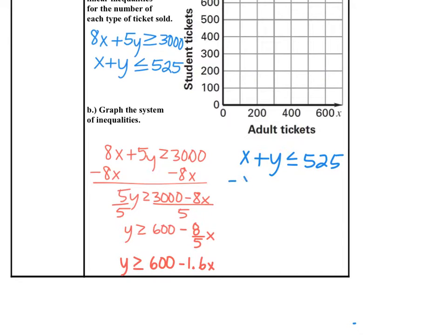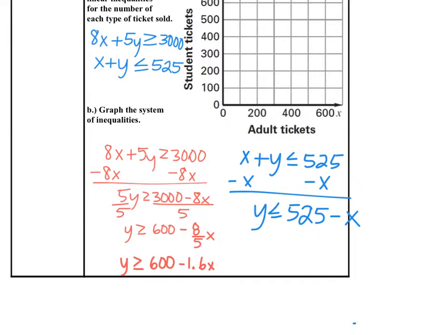So all we've got to do is subtract the x, and it should be in slope-intercept form. 525 minus x, so that one has a slope of -1. You're going to graph both of these. Let's start with the easy one. Start with 525 minus x.